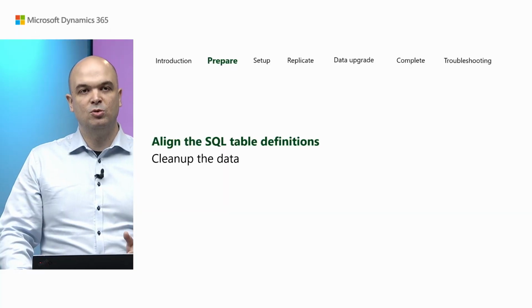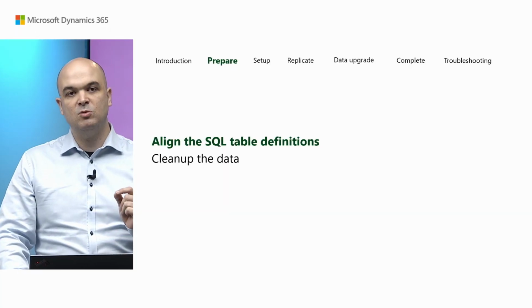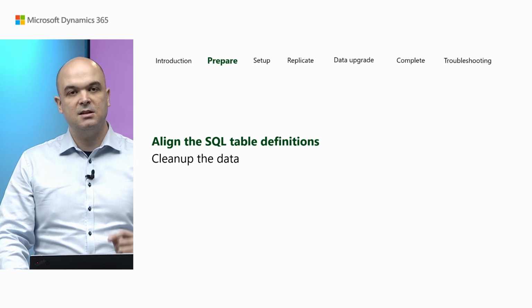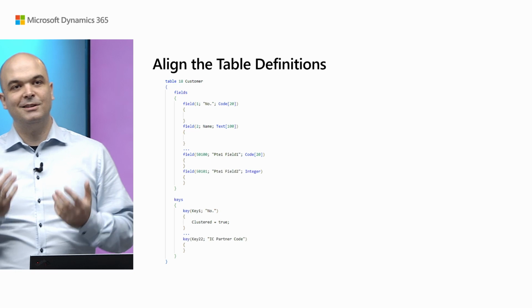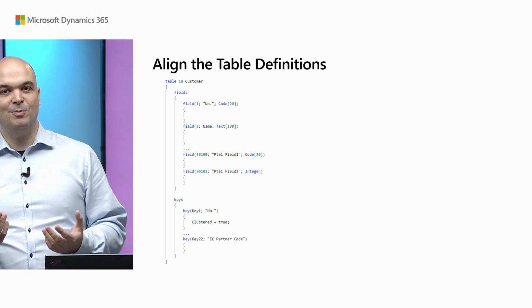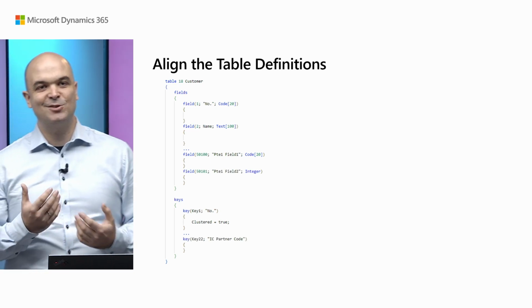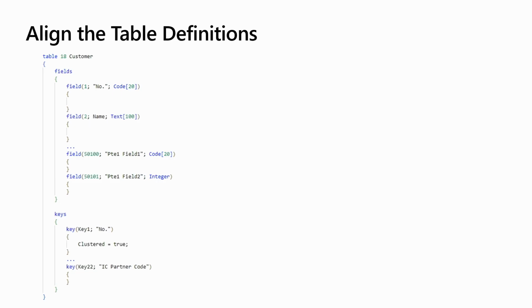All right, so this was all regarding the introduction, and now we are going to move into the preparation step. When you're preparing for the cloud migration, essentially you need to do 2 steps. One is to align the SQL table definitions, and the second one is to clean up the data. Aligning the table definitions seems very complex. In reality, it's quite simple, because you only need to take care of 2 things.